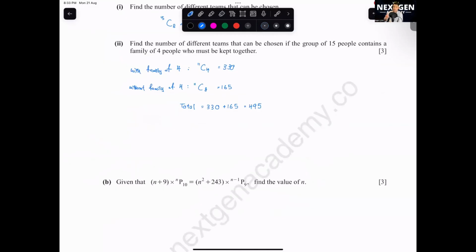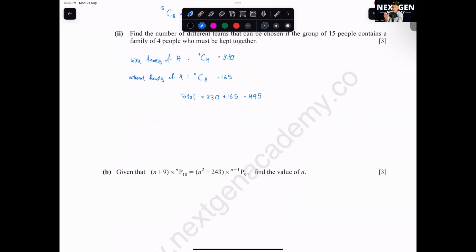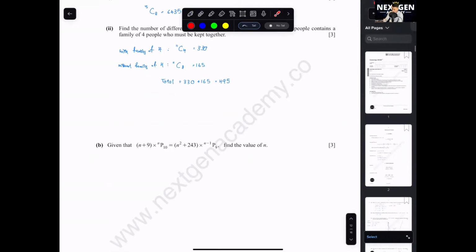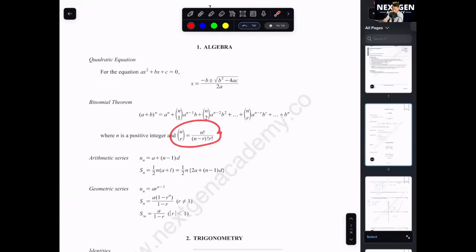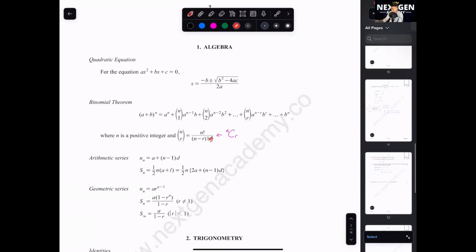Question B. This one, please take note. It has been coming out quite often. When you have unknown n and you do permutation or combination, you want to realize that they won't always give you C. The formula in front, they are giving you nCr. nPr doesn't have this side. nPr is only n factorial over n minus r factorial. You have to remember that.